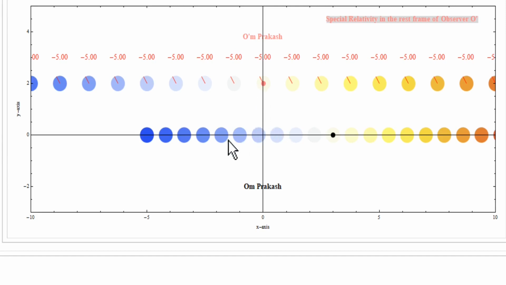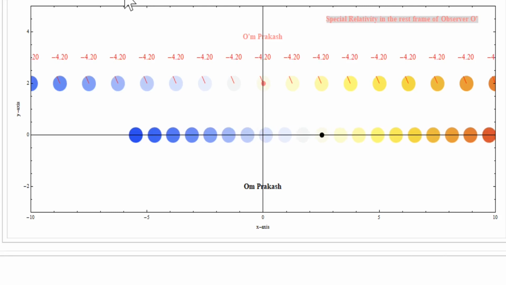And the second thing is that the observers on the platform, this is Om Prakash and this is his friend, the spacing between Om Prakash and his friend is smaller than 1 meter because of length contraction. Now let's fast forward to the time where Om Prakash and O prime Prakash come face to face according to the train observers.